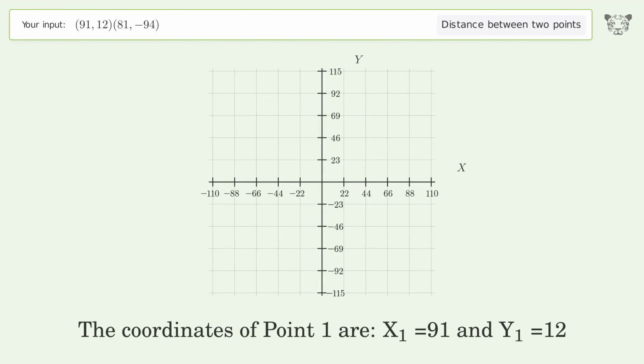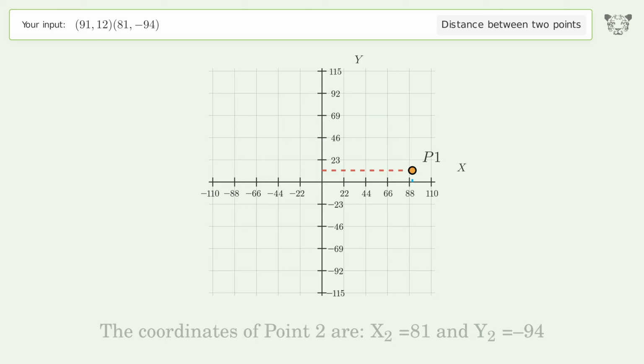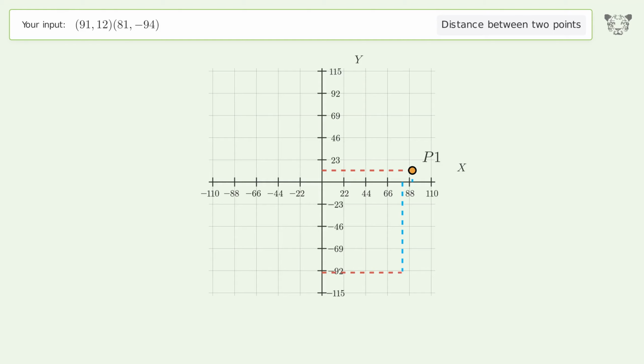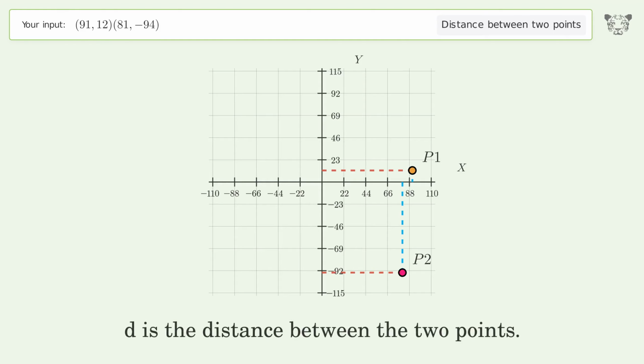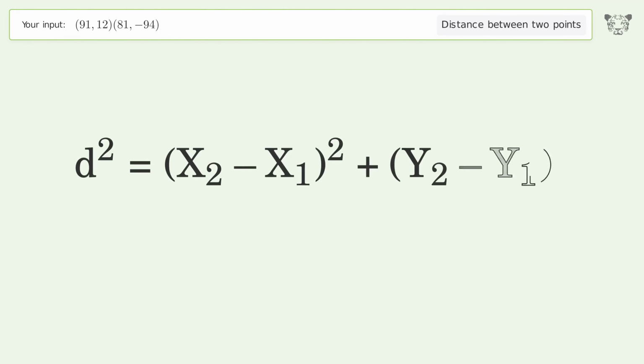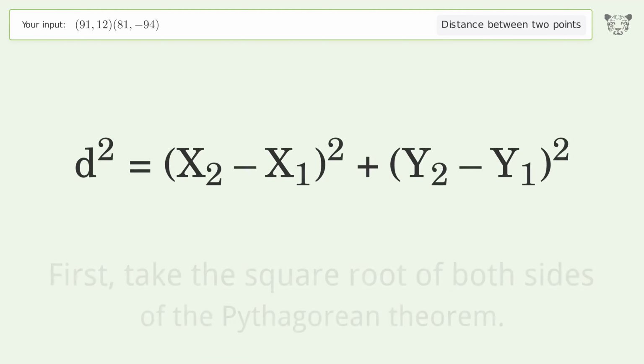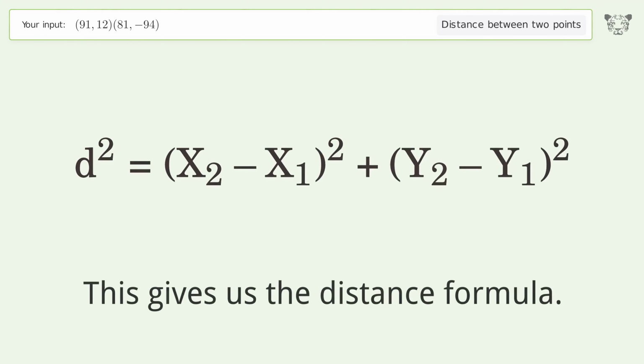The coordinates of point 1 are x1 equals 91 and y1 equals 12. The coordinates of point 2 are x2 equals 81 and y2 equals negative 94. D is the distance between the 2 points. First, take the square root of both sides of the Pythagorean theorem. This gives us the distance formula.